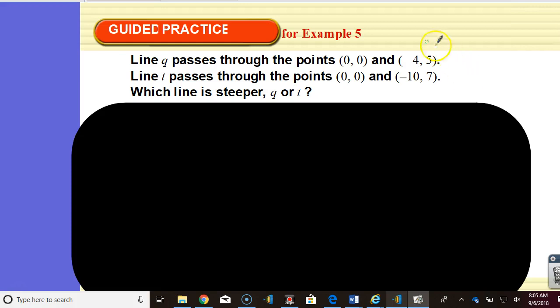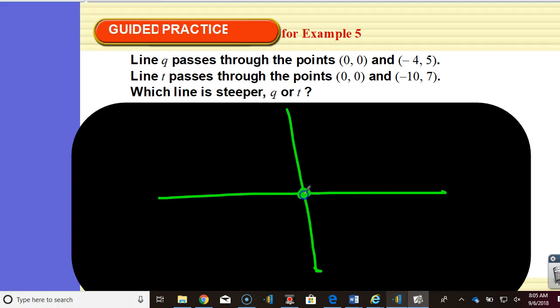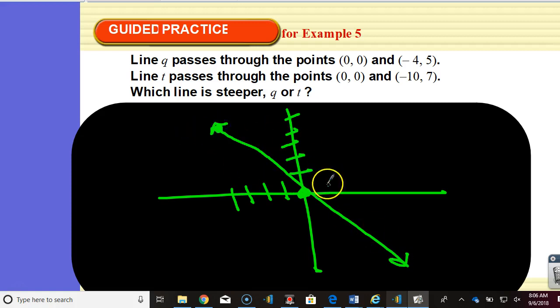Line Q passes through the points 0, 0 and negative 4, 5. Line T passes through 0, 0 and negative 10, 7. Which one is steeper, Q or T? Well, let's just think about this real quick. They both go through 0, 0. The other one goes through negative 1, 2, 3, 4, right? Negative 1, 2, 3, 4. 1, 2, 3, 4, 5. So one looks like this. The other one is negative 5, 6, 7, 8, 9, 10, 7.